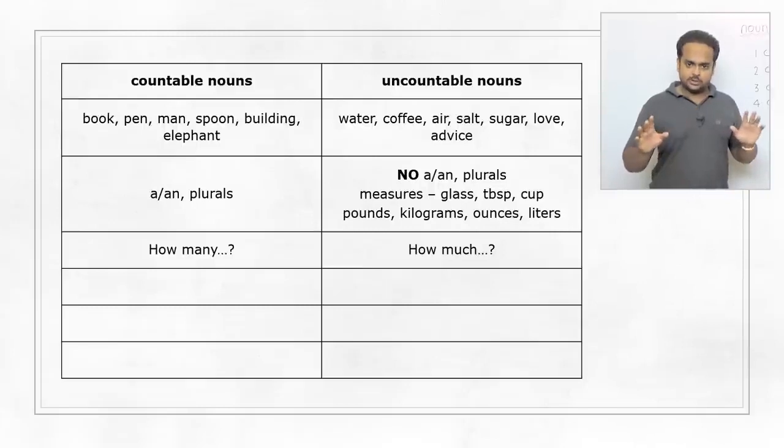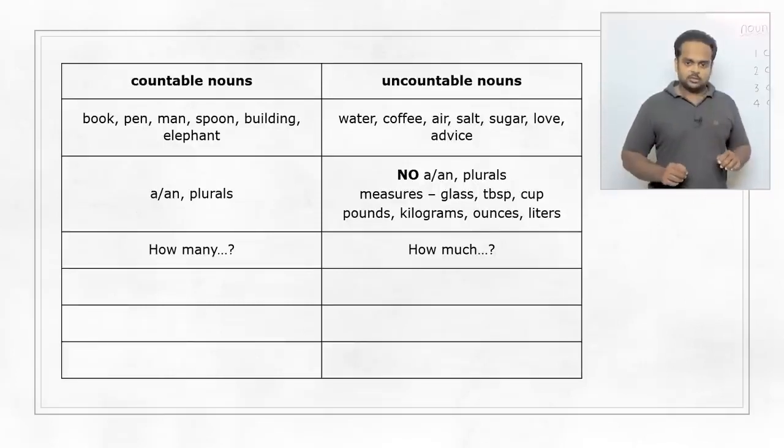Now, with any of these questions, if you know the exact answer, you can give it. You can say, there are 20 computers in my office, or there's half a liter of water, or 4 pounds of sugar in the jar. But what about if you don't know the exact number or quantity? In that case, you can use quantity expressions.